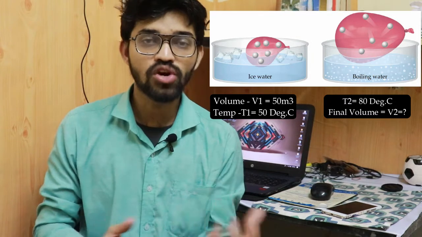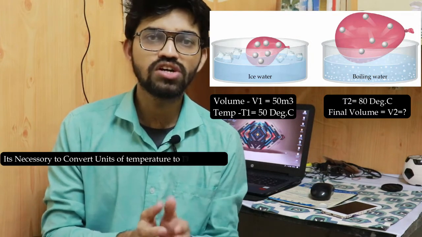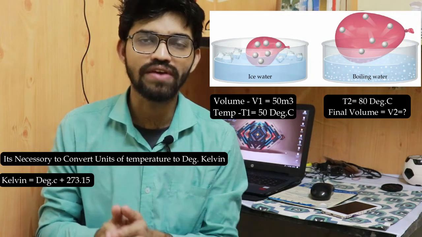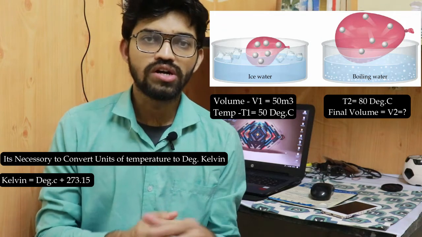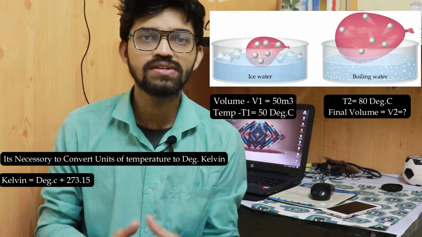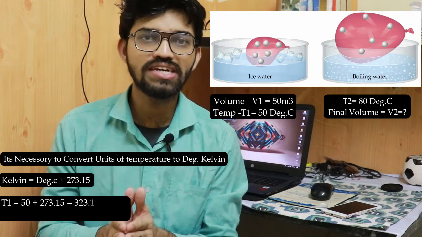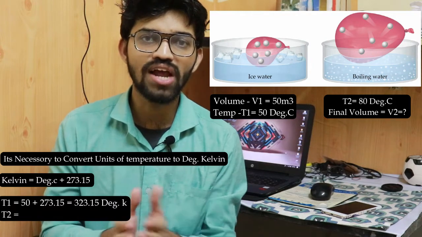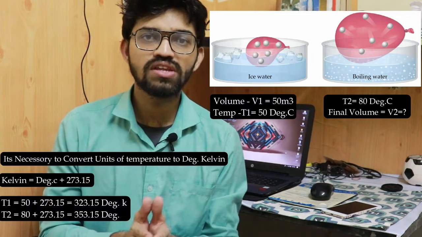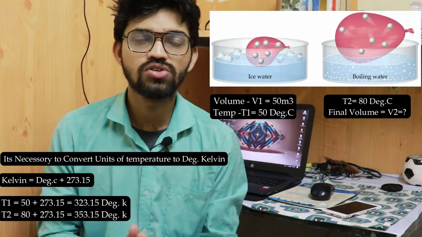But in thermodynamics, you have to convert the temperature into Kelvin. Kelvin equals degree Celsius plus 273.15. So let's convert T1 and T2 into Kelvin. The 50 degrees will be 323.15 Kelvin, and the 80 degrees will be 353.15 Kelvin.